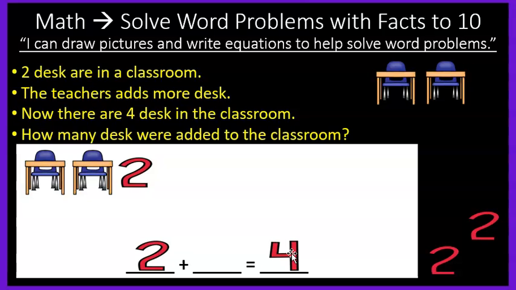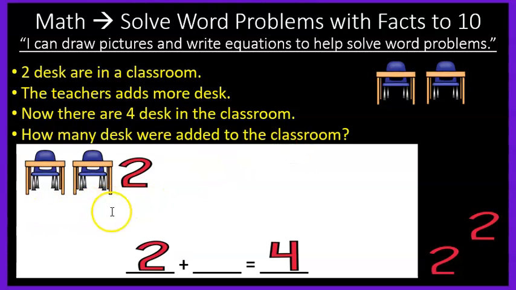So if you look at this, boys and girls, you're going to start to notice this first number goes here. The next number that you spot goes at the end of the addition equation. Now look, here's the number now they want you to find, okay? Now let's keep reading. Here we go. How many desks were added to the classroom?